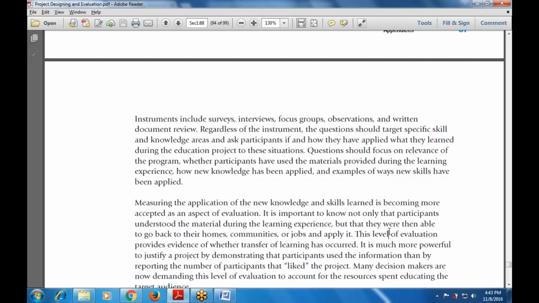And it is much more powerful to justify a project by demonstrating what the participants use, what they need, what information has been gathered, and how many participants liked and used the project. Many decision makers are also now demanding this level of evaluation to account for the resources spent on educating the target audience. So whatever evaluation method is used, it is used with educating the target audience.